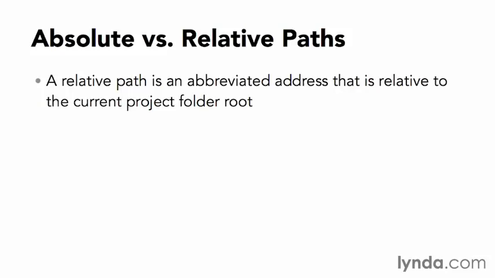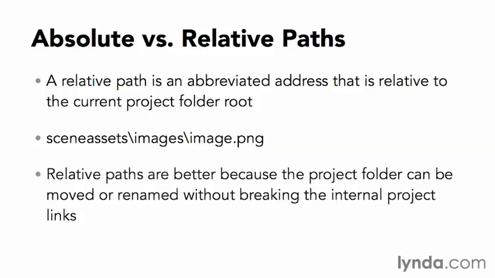In other words, with a relative path, we don't store the entire location. All we store is what folder it is inside the current project. So that's why it's called relative. In this example, the only thing that would be stored is Scene Assets Images and then the image name, period, nothing more. The relative path is far, far better, and that's why we need to make that our default in the preferences. Because with a relative path, you can move your entire project to a different folder or a different computer, or you can rename the folder, and all the links to files are going to be internally consistent.